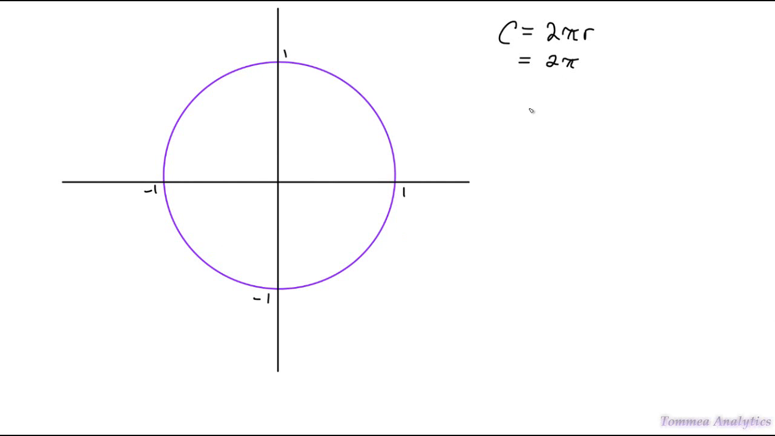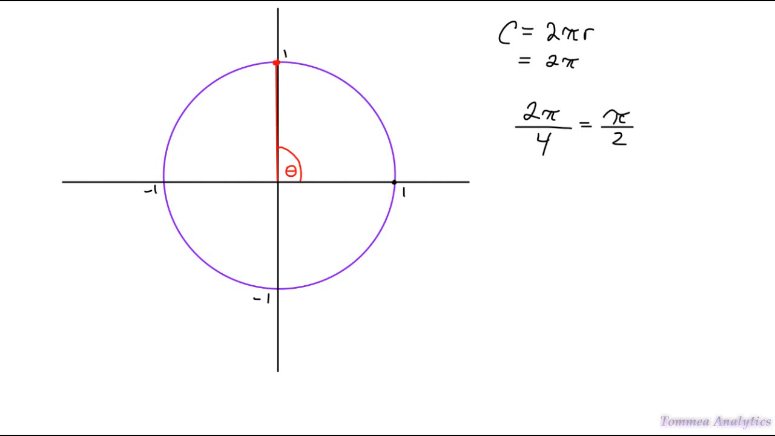Now what I'm going to do is take the entire circumference of 2 pi and divide that into quarters. To do that, we just divide by 4, which is the same as multiplying by 1 over 4. And this equals pi over 2. So from this point of 1, 0 to this point of 0, 1, this arc length in the first quadrant is equal to pi over 2.